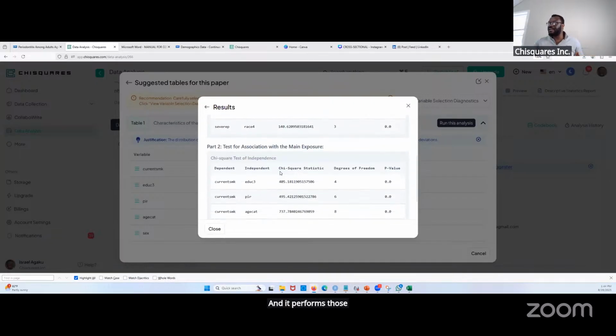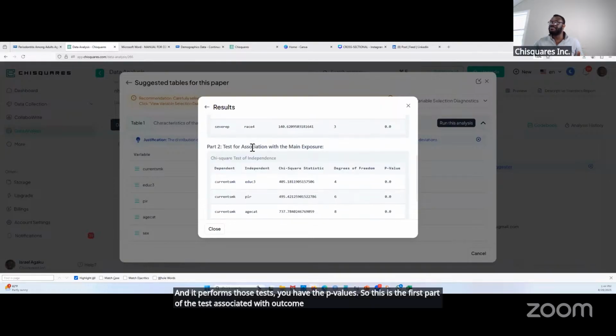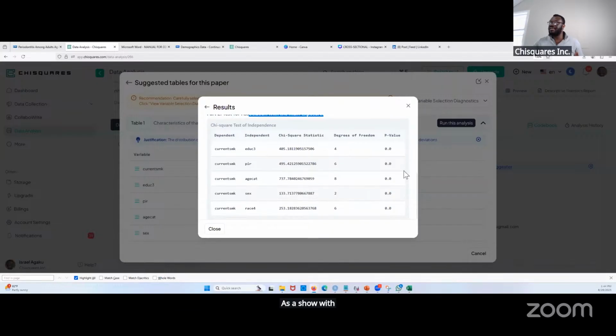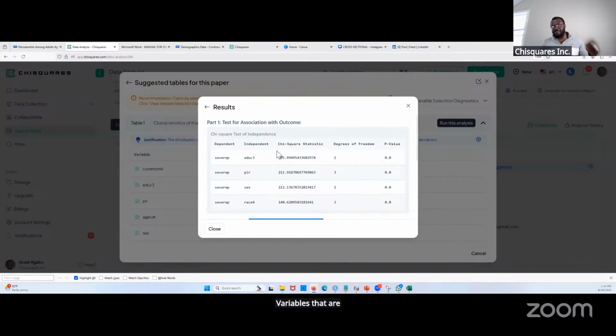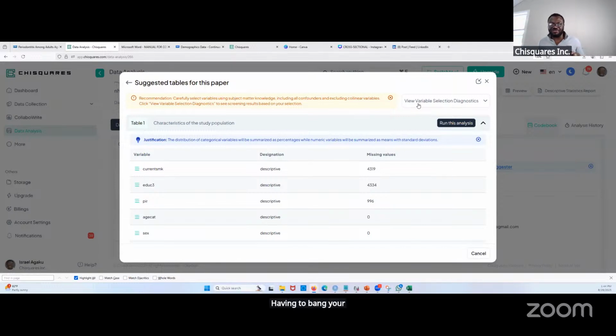You have the p-values. So this is the first part of the test, association with outcome, association with the exposure. On the basis of these, variables that are associated with both the outcome and the exposure are deemed to be confounders based on an epidemiological meaning, right? So that's how the platform allows you to make those decisions without having to bang your head on the wall.